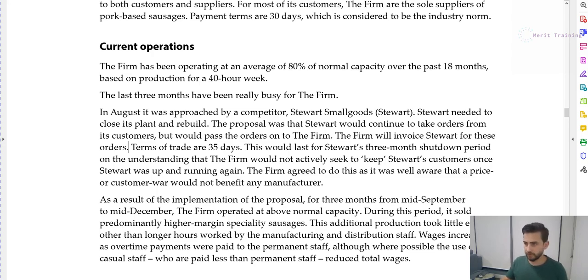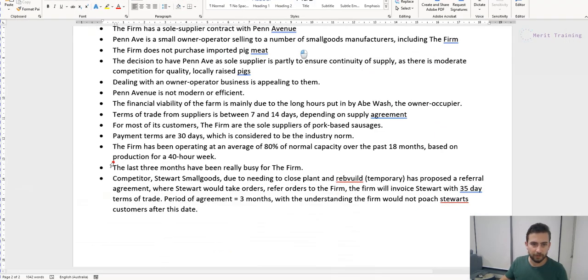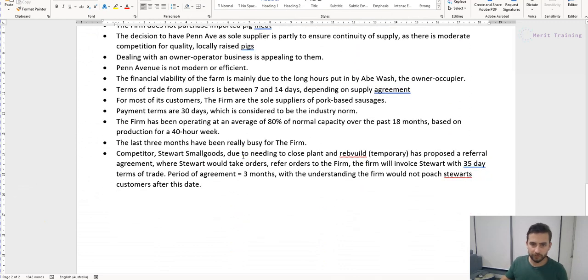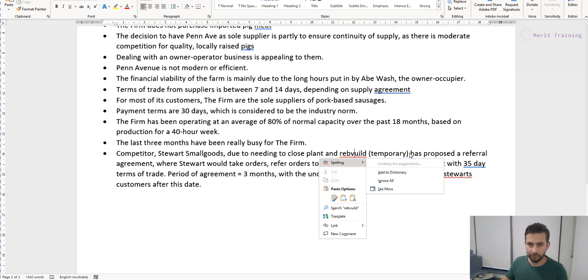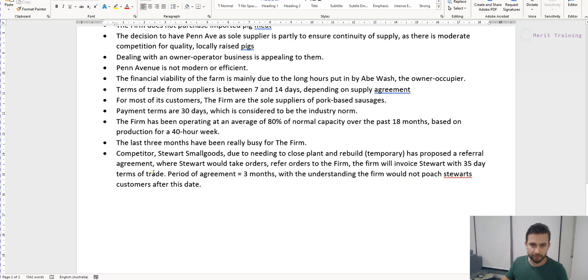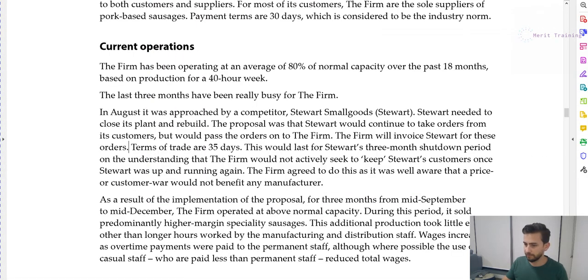And then, okay, so that's one point. Let me just show you what I've written there. So the competitor, Stewart Small Goods, due to needing to close plant and rebuild, has proposed a referral agreement where Stewart would take orders and refer orders to the firm. The firm will invoice Stewart with 35 terms of trade. Period of agreement equals 3 months, with the understanding the firm would not approach Stewart's customers after this date. And then as a separate point, I might just include this. I'm not sure if that's relevant or not at this stage, but I'm just going to include it anyway.